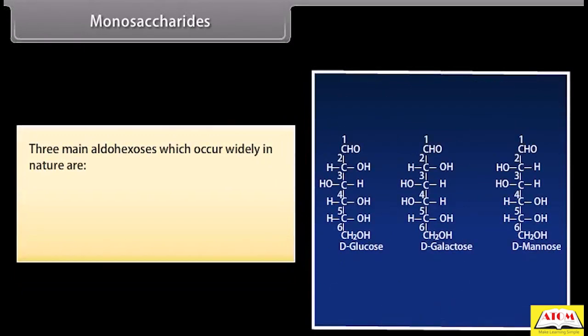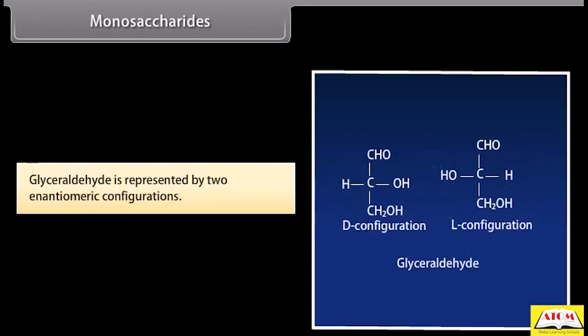Three main aldohexoses which occur widely in nature are D-glucose, D-galactose and D-mannose. The letter D before the name of monosaccharides represents the configuration as derived from glyceraldehyde. Glyceraldehyde is represented by two enantiomeric configurations.